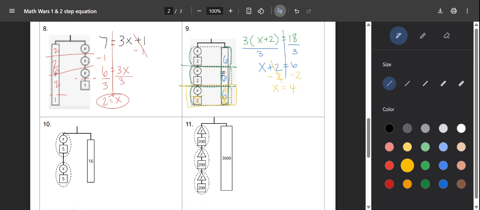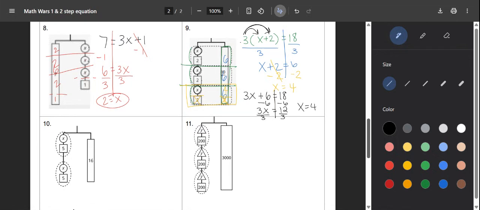That's one way. The other way is to distribute it out. 3 times x, well, how many x's do I have? 3. Plus, I've got 2, 4, 6. 3 sets of 2 make 6. And now I'm going to solve it just like I did with the other hangers. The first thing we did was get rid of whatever was added to the bottom of the hanger. So we're going to get rid of that 6. Now I've got 3 sets of x's equal to 12. I'm going to divide by 3. X is equal to 4. It doesn't matter which way you solve it, both will work.